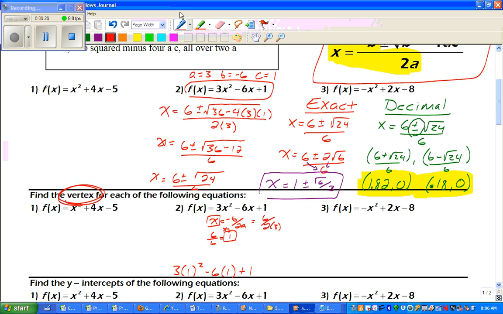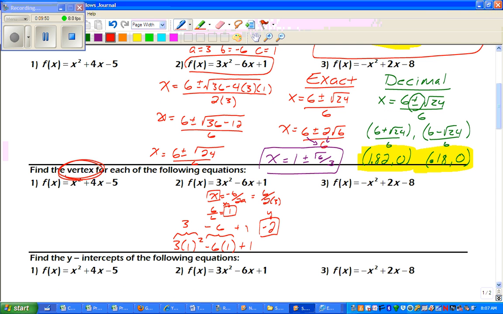Okay? Actually, so this whole term just becomes 3. 1 squared is 1, times 3 is 3. This becomes minus 6 plus 1. Now what's 3 minus 6 plus 1? Negative 2. Okay, that's your y value. So this vertex is an ordered pair. What's the ordered pair here? (1, -2).